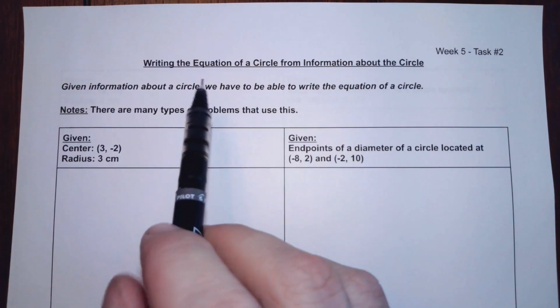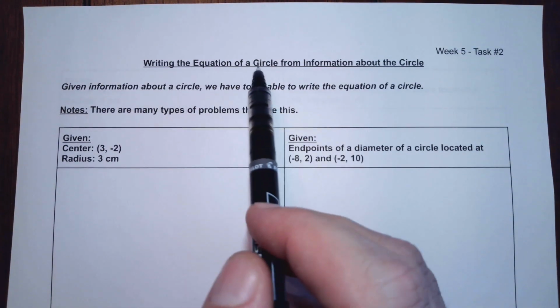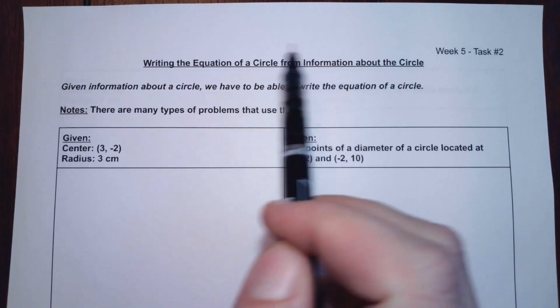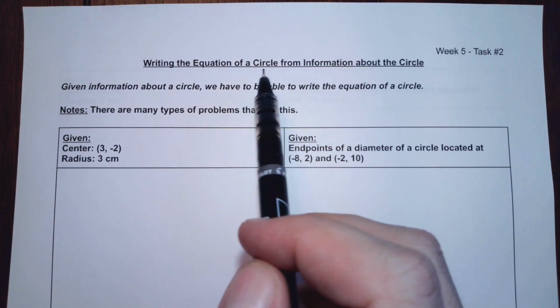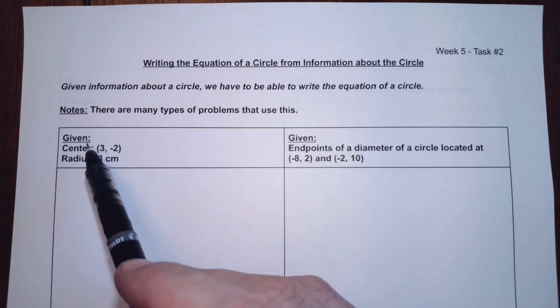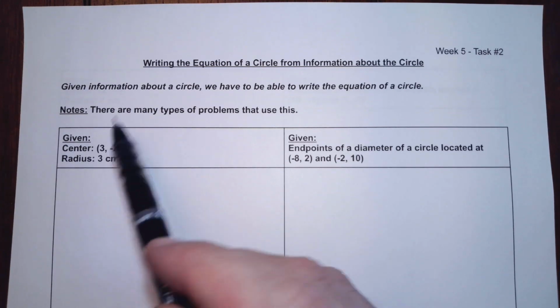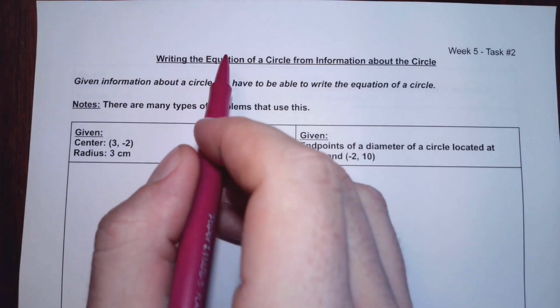Okay, so this is our second lesson for our circles unit. We're going to write the equation of a circle from information about the circle. Last time we were given the equation of a circle and asked to graph it by finding the center and the radius. Today we're going to be given the center and the radius and asked to get the equation. So we are writing the equation of a circle from there.